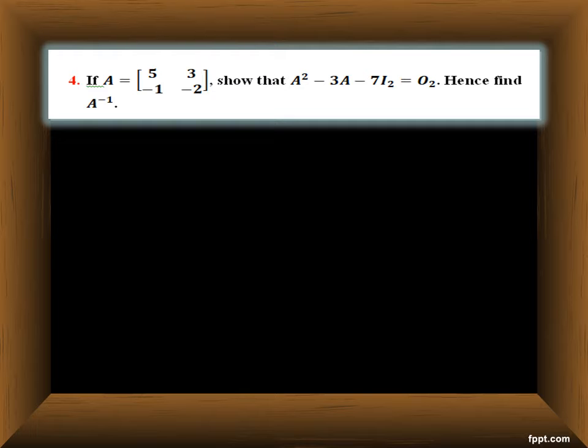Now the fourth problem is, if A equals the matrix 5, 3, minus 1, minus 2, show that A square minus 3A minus 7 I2 equals O2. Hence find A inverse. Here A square means A into A. I2 means 2 by 2 identity matrix, and O2 means 2 by 2 zero matrix.